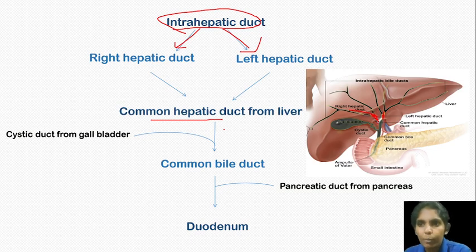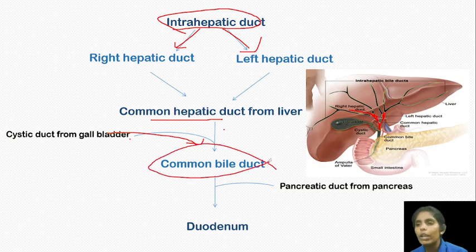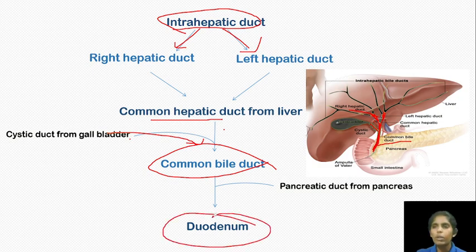So this is the right hepatic duct, this is the left hepatic duct. They will combine to form the common hepatic duct. The common hepatic duct will combine with the cystic duct from the gallbladder and form the common bile duct. And this common bile duct combines with the pancreatic duct and forms the ampulla of Vater, which opens into the duodenum. So remember this pathway.